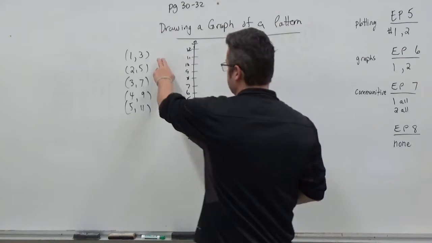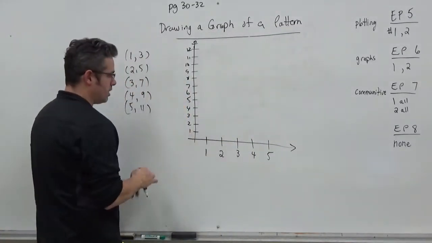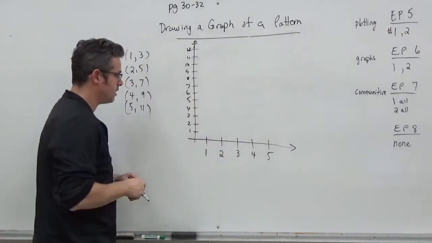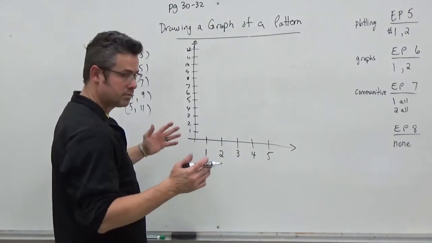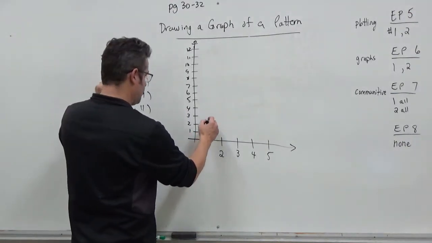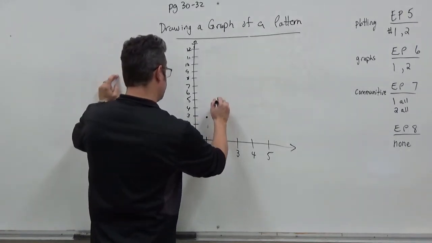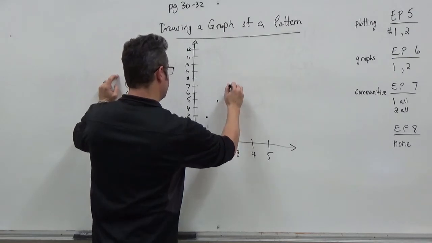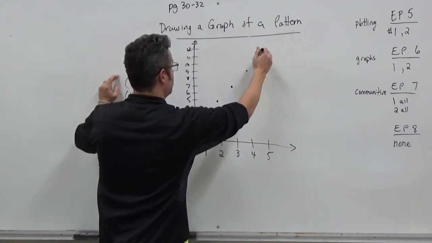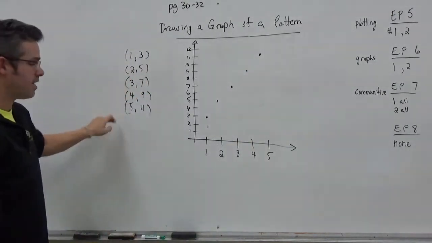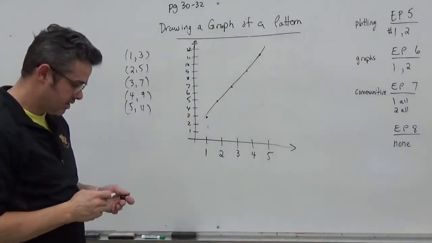So let's see what this one looks like. You can see I've labeled the bottom 1 to 5, the side 1 to 12. I know that these are not the same distance apart, but they're still going to give us an idea of whether it's a straight line or not. So in this case, this is going to work for us. 1, 3, 2, 5, 3, 7, 4, 9, and 5, 11. Those are the 5 points that they gave us. And we can see the straight line pattern that they make.